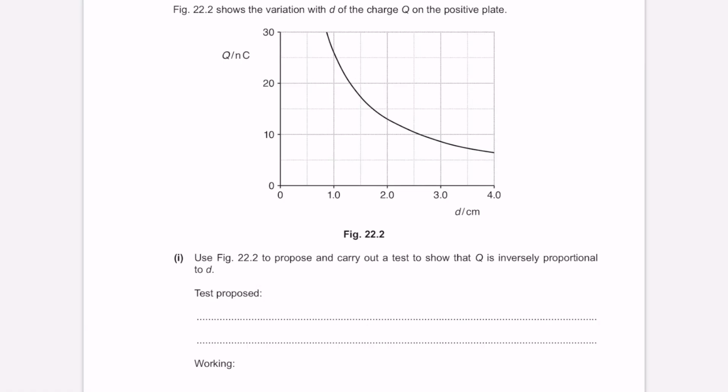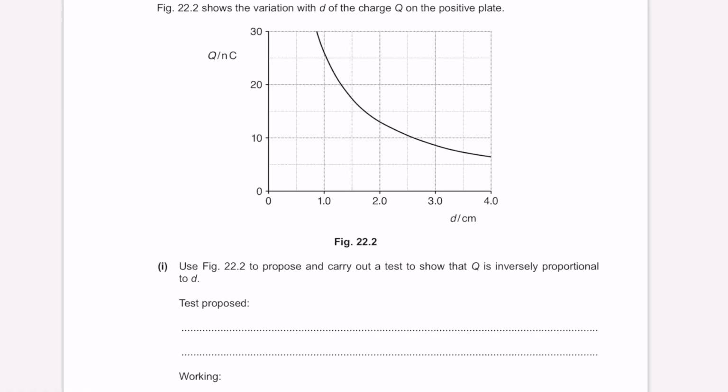Occasionally, we need to show proportionality from a graph. The technique is always the same, and it involves picking some points from the graph. In this case, we have a graph of charge against distance, and we need to use the figure to propose and carry out a test to show that Q is inversely proportional to D.